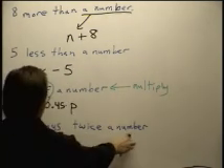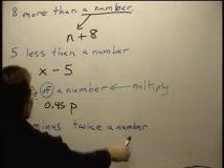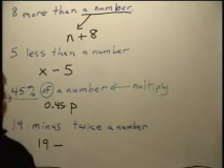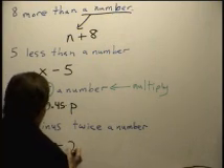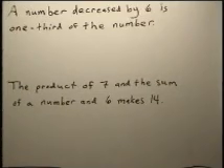Finally, 19 minus twice a number. Here, 19 minus twice a number means some unknown number that we double. Double means multiply by 2. So, 19 minus 2n. Now that we have discussed converting English phrases into algebraic expressions, we need to talk about turning English phrases or sentences into algebraic sentences, which we call equations.